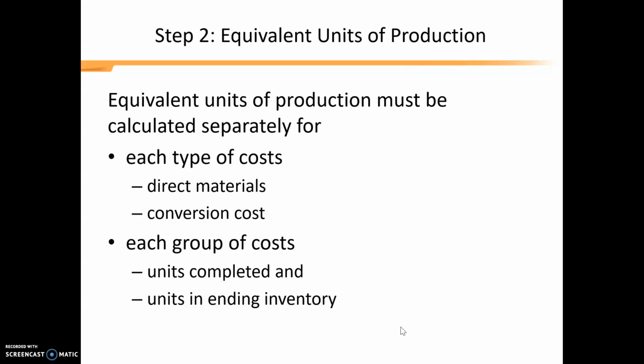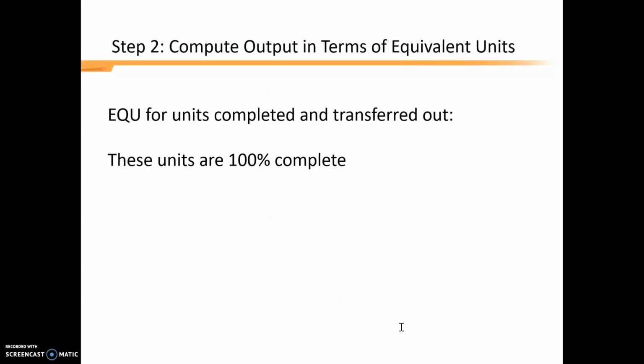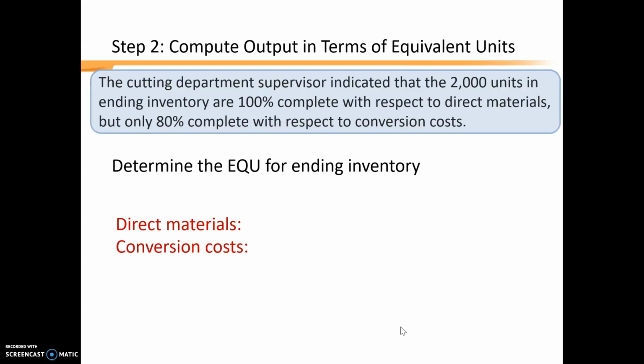We're also going to be tracking units completed and units in ending inventory separately. So while the concept of getting the average, we all know we take the cost divided by the number of units, we've got some moving parts here that make it a little bit more complicated than just doing that. So when we're calculating the equivalent units for the units completed and transferred out, these units are 100% complete, right? They've been completed, they've been all the way done. So those are going to be 100% complete.